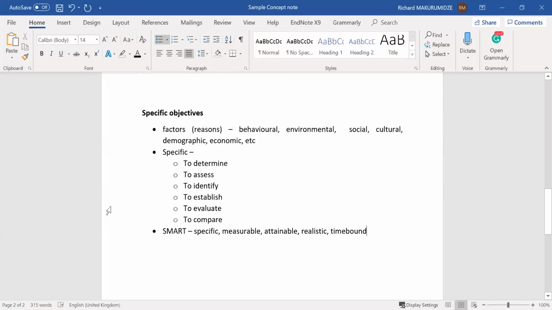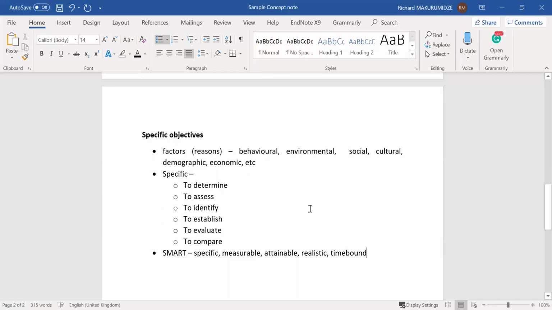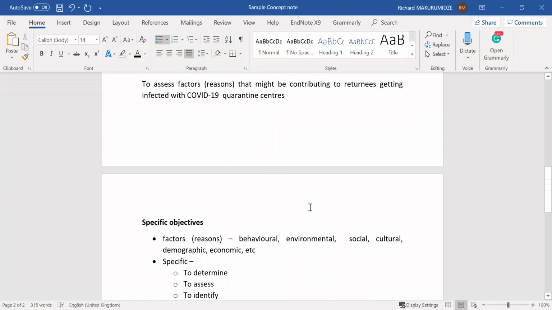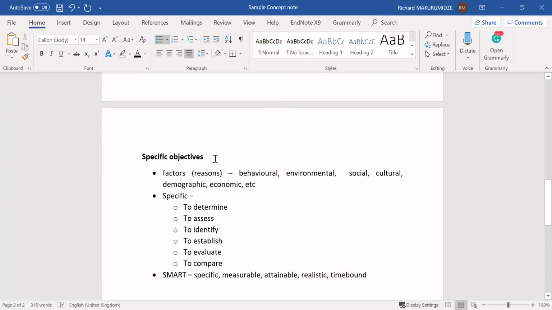So as you try to establish your objectives, first group your objectives. Think about which words you are going to use to start them. As you do that, make sure they're specific and measurable, you can attain them, they are realistic, and they are time bound, which means there's a time element in those objectives. Remember, an objective is what you set out to go and do.